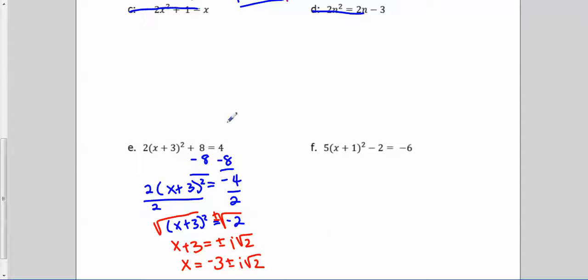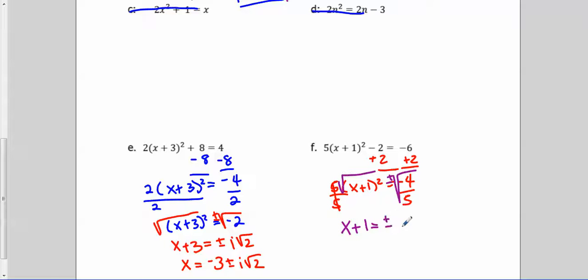Okay, in example F, we're going to do the same thing. To get this (x plus 1) squared by itself, I have to add 2. So I have 5 times (x plus 1) squared equals negative 4. Divide by 5, which gives me negative 4/5. And then we're going to do a plus or minus square root. So x plus 1 equals plus or minus the square root of negative 4/5.